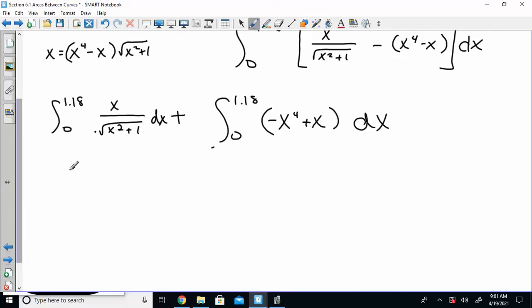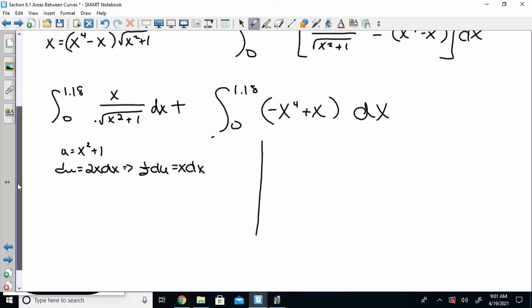So for that, you want to pick your u to be the inside, the first thing you would do, which is x squared plus 1. So du is 2x dx, which means 1/2 du replaces the x dx. Okay, so I'm really just going to do each of these separate.